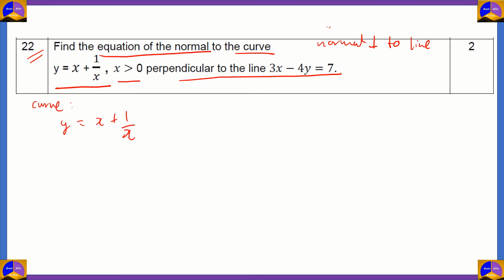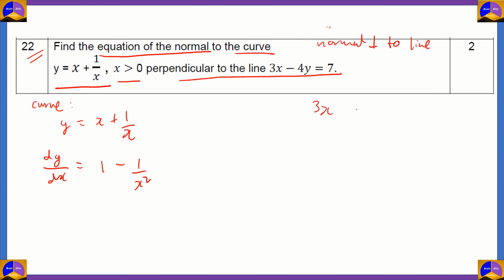So when y equals x plus 1 by x, we just differentiate it. So dy by dx becomes d by dx of x plus 1 by x. d by dx of x is 1. d by dx of 1 by x is minus 1 by x squared. So dy by dx is 1 minus 1 by x squared. Well, we can stop there.